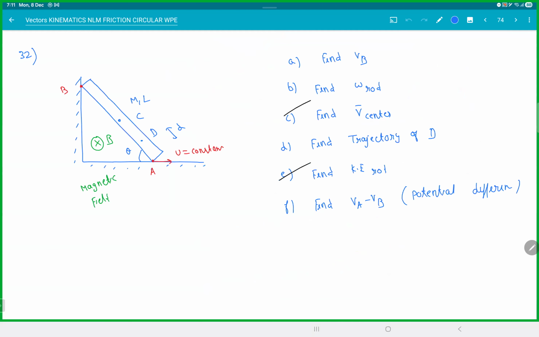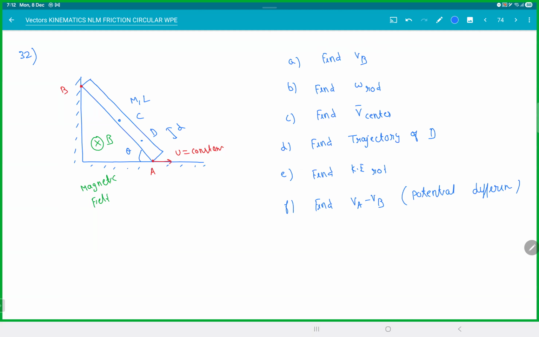This is a pretty good one. We got a rod there. You know that rod standard thing. Someone is pulling point A with speed u. B is there on the floor, mass m, length L. Find VB, find omega of the rod, find velocity of the center, find the trajectory of a point D, which is at a distance D from point A. Find the kinetic energy of the rod, that is rotational mechanics. If there is a magnetic field B, find VA minus VB, motional EMF. There, I dumped everything in this. Let's get all six.